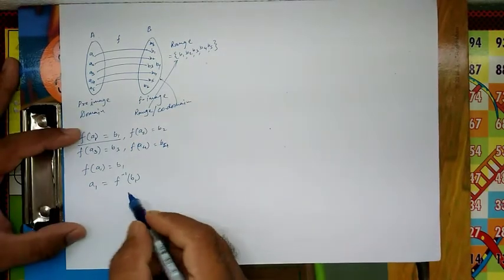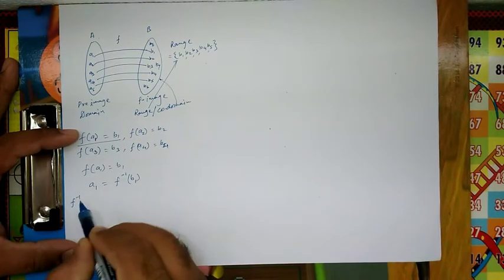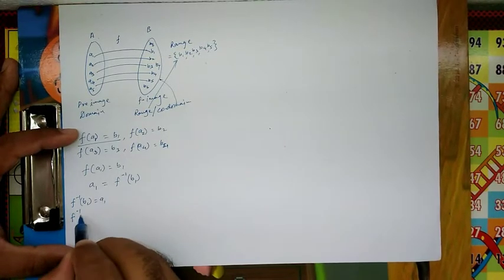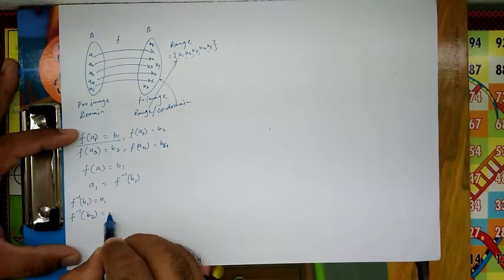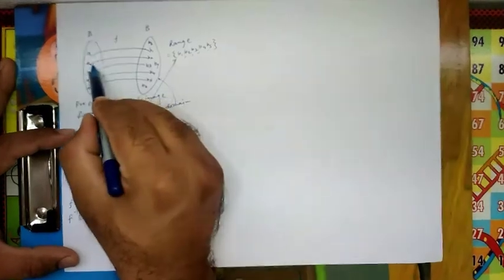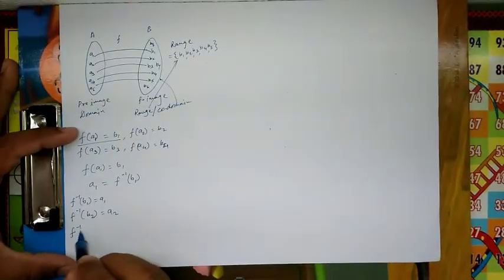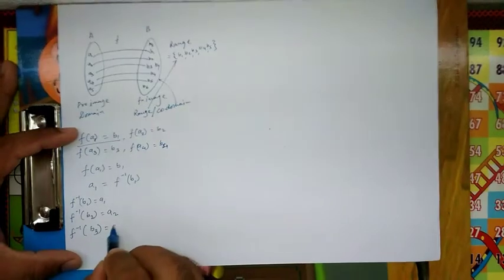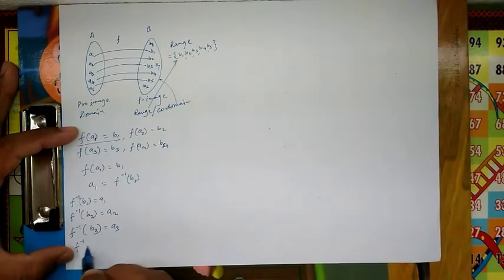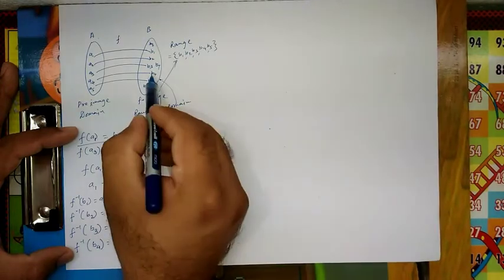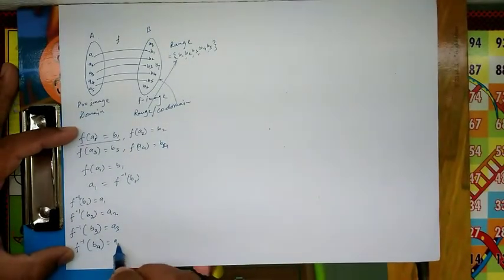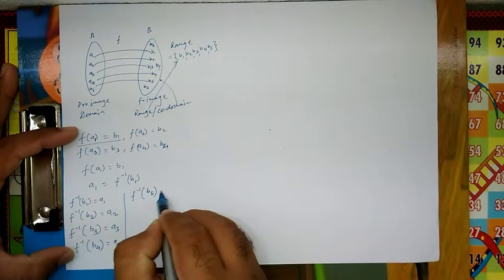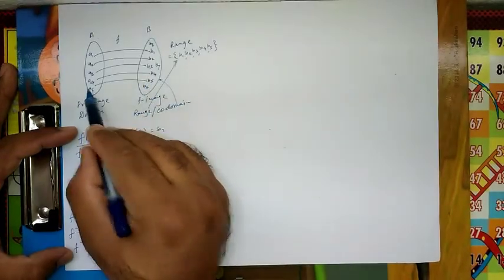So let us consider again the inverse function. F inverse B1, I'll get A1. F inverse B2, I'll get A2, as B2 is related to A2. And F inverse B3, I'll get the pre-image, that is A3. F inverse B4, I'll get the pre-image, that is A4. F inverse B5, I'll get the pre-image as A5.